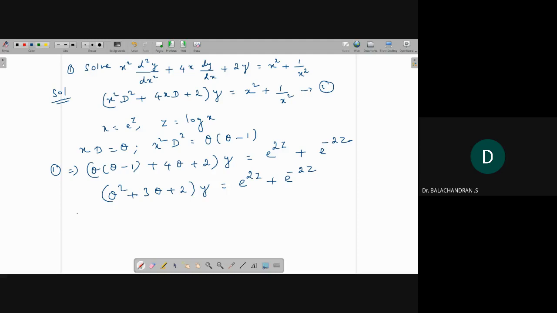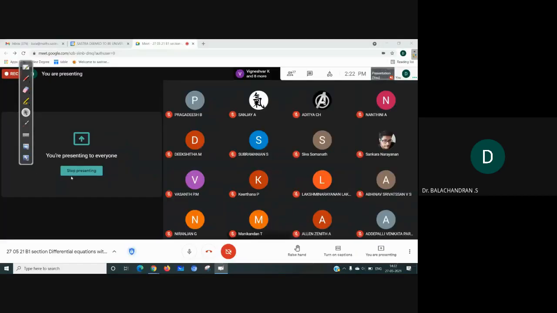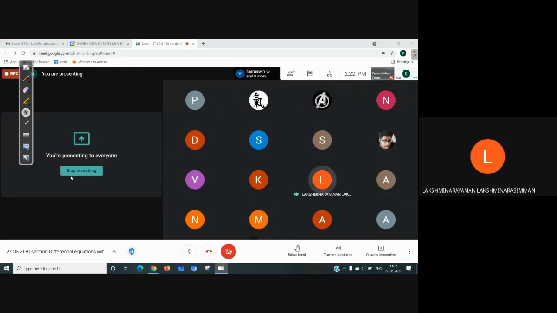What is the auxiliary equation? The auxiliary equation is m square plus 3m plus 2 equal to 0. So m plus 1 into m plus 2 equal to 0. This implies m equal to minus 1 and minus 2 are the roots of the equation. So what is the complementary function? C1 e power minus z plus C2 e power minus 2z.